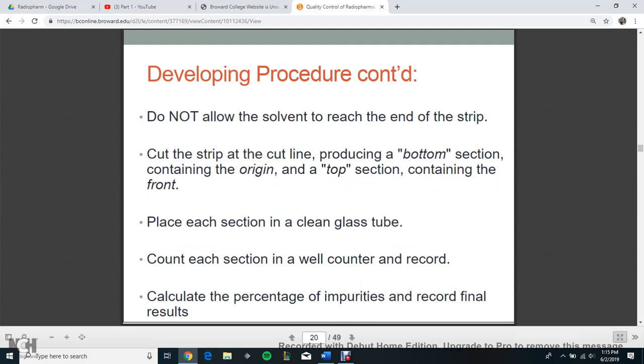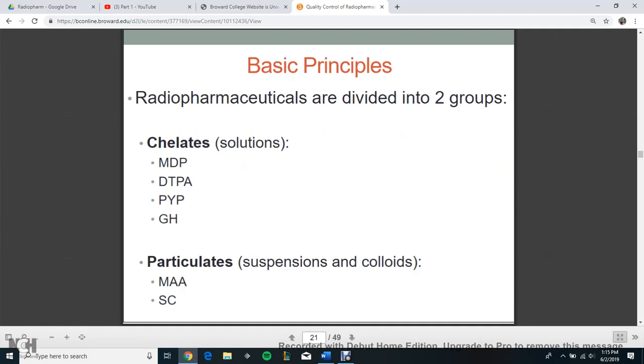Developing procedure continued. Do not allow the solvent to reach the end of the strip. Cut the strip at the cut line, producing a bottom section containing the origin and a top section containing the front. Place each section in a clean glass tube. Count each section in a well counter and record. Calculate the percentage of impurities in the final result.